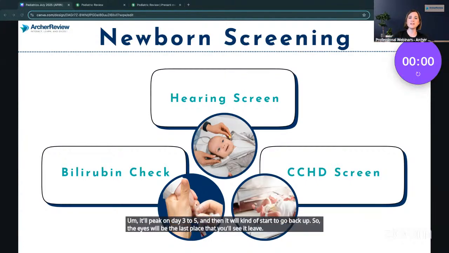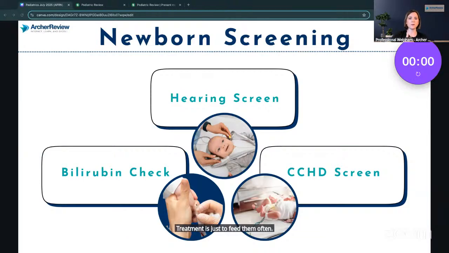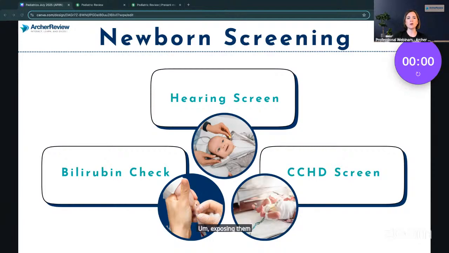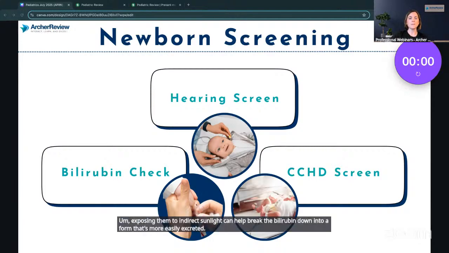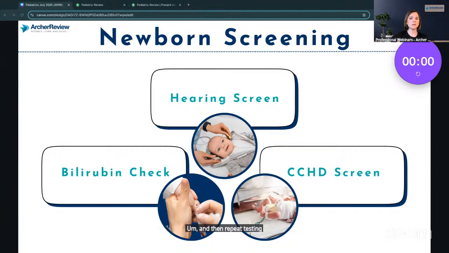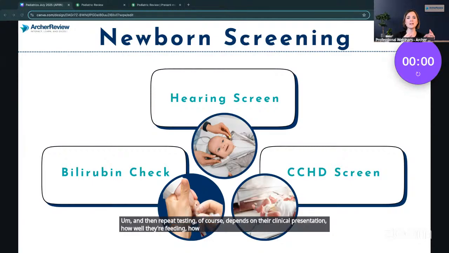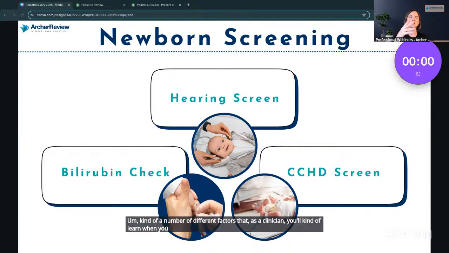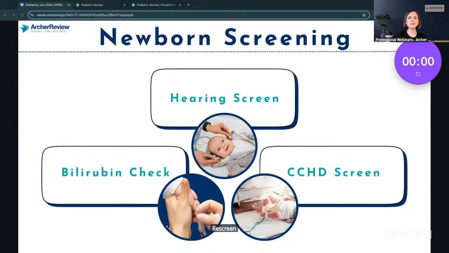Treatment is just to feed them often. That helps flush out the bilirubin from the stool. Exposing them to indirect sunlight can help break the bilirubin down into a form that's more easily excreted. And then repeat testing, of course, depends on their clinical presentation, how well they're feeding, how well their weight gain is, a number of different factors that as a clinician, you'll learn when you need to rescreen or retest.